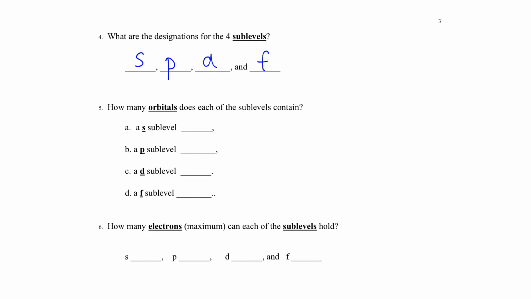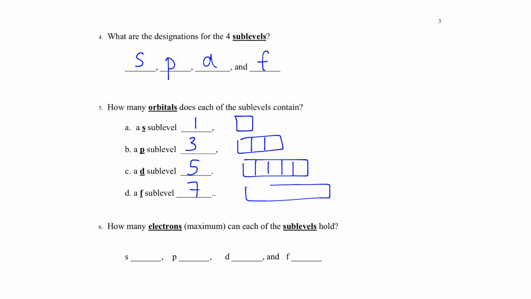All right? And when we drew our orbital diagrams and we talked about their structure, they all had a certain number of orbitals. S sublevels always have 1, so when we draw our orbital diagrams, that's why we always just drew 1 box for any S sublevel. P sublevels had 3, so we drew them like that. D sublevels had 5, so we drew them like this. And our F sublevels would have 7.